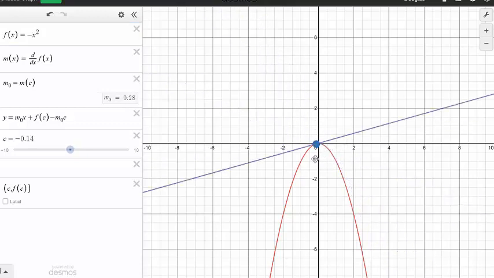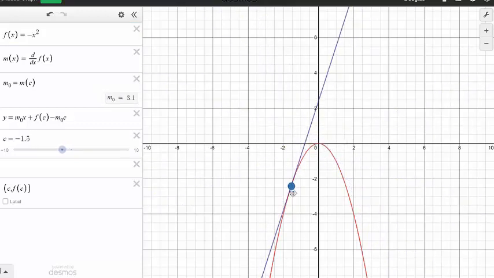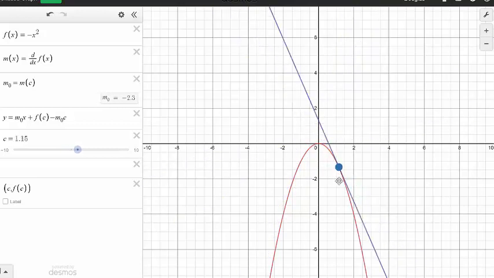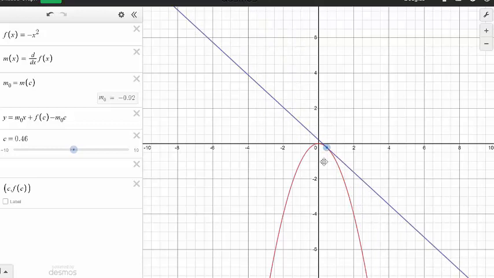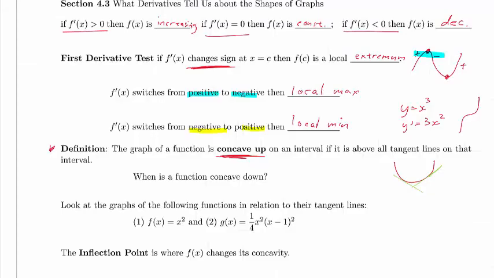And you can see that the function is below all the points of the tangent line. So we've got a nice definition for something that is concave down as well. For something to be concave down, the function is below all points of the tangent line, except, of course, the point of contact. So as to the question, when is a function concave down? Well, it is concave down when the function is below the tangent line.